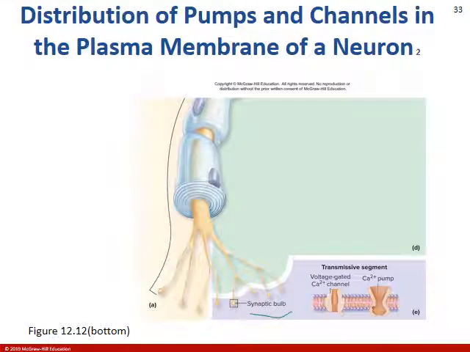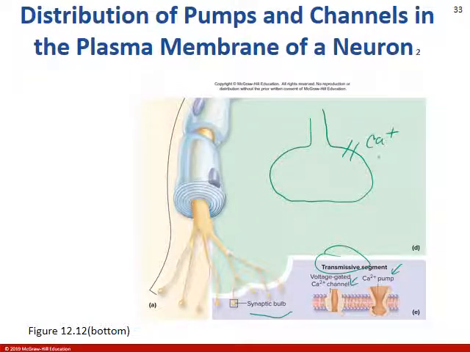When we finally get to the synaptic knob, we're going to have this transmissive segment. And this is where we're going to see calcium pumps and the voltage-gated calcium channel. So remember we had our synaptic knob and it had a calcium channel. And what caused that calcium channel to open was when you had an action potential travel the length of the axon, reach the synaptic knob, and then this calcium gate opened.